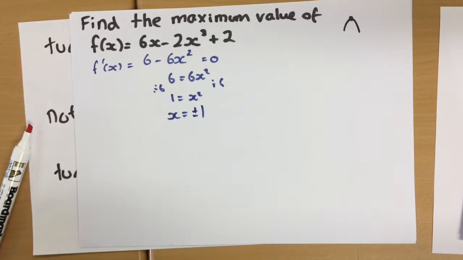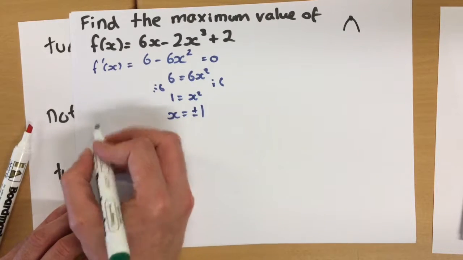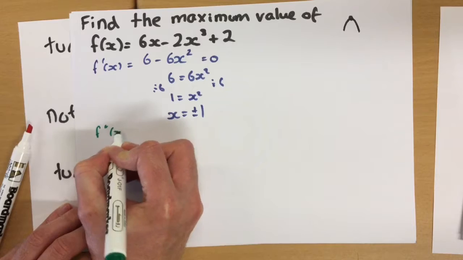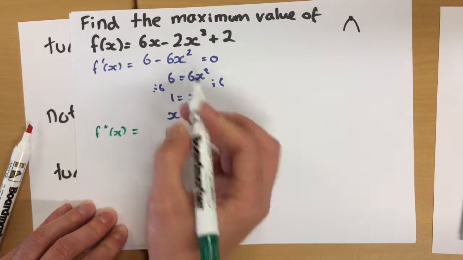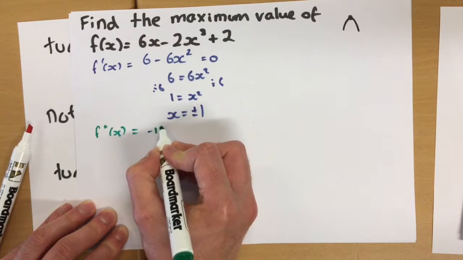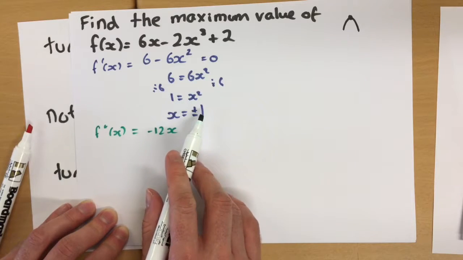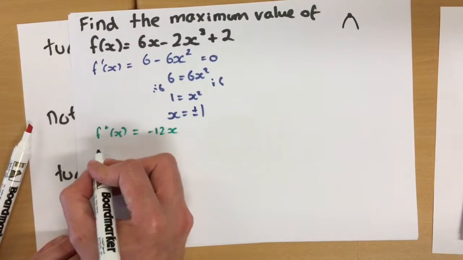Okay, now we've got two values of x. These are our turning points, or our stationary points. One could be a point of inflection, of course. Let's decide which one might be our maximum. So we're now going to find our second derivative. Differentiate this equation again, so you end up with minus 12x. Let's substitute in first positive 1.